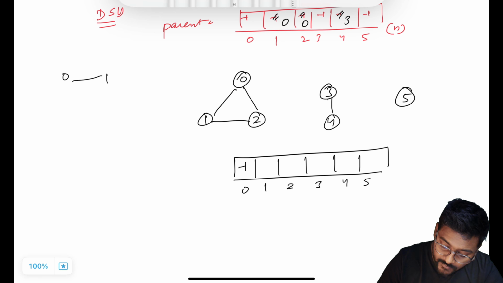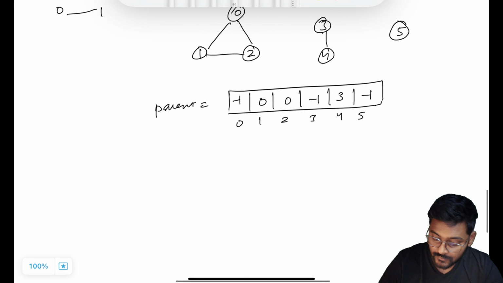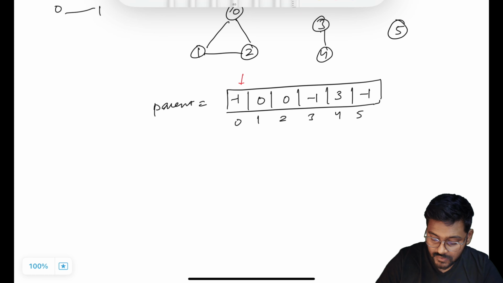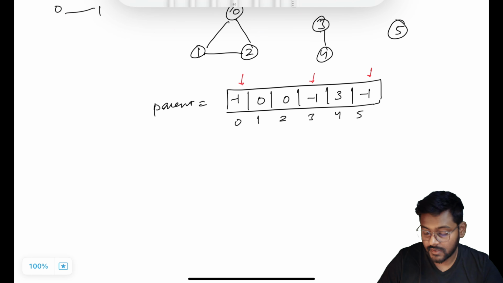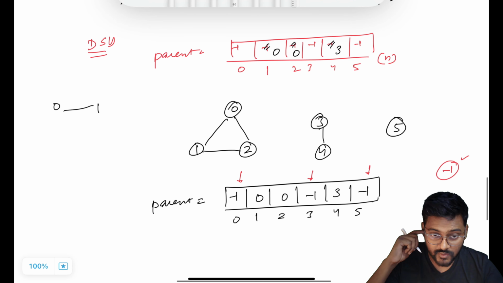0 is the parent, 1 has a parent 0, 2 has parent 0, 3 is a parent of itself, 4 has a parent of 3, and 5 is a parent of itself. So here this is my parent array. Whatever is -1 is the parent of its respective connected component. So by just checking the count of -1, we can know how many connected components are there. There are 3 connected components, but here we might require the size of the connected component.